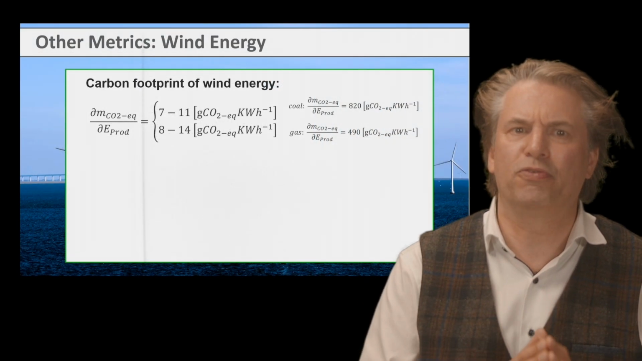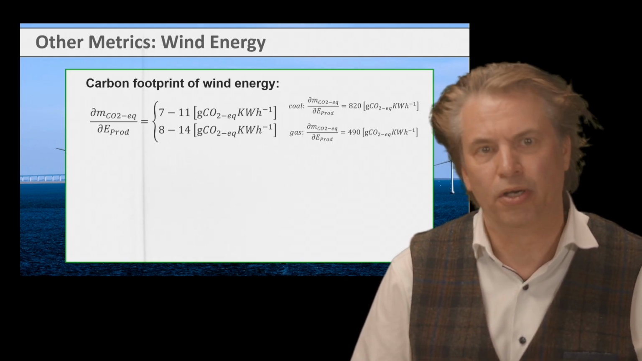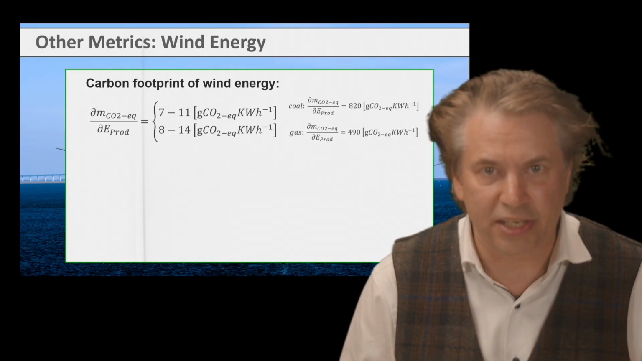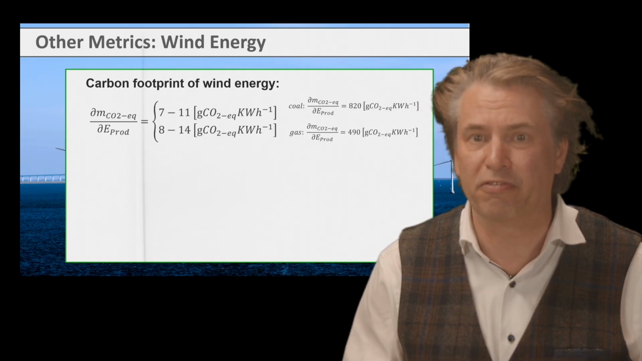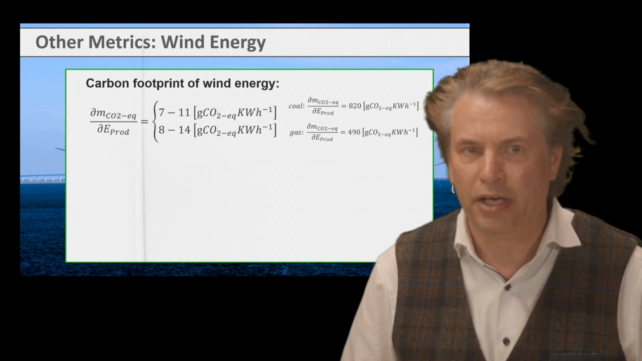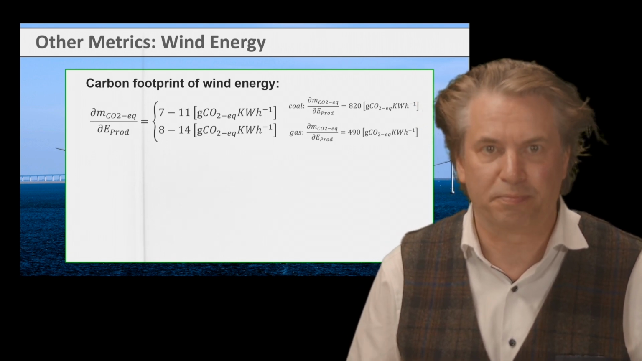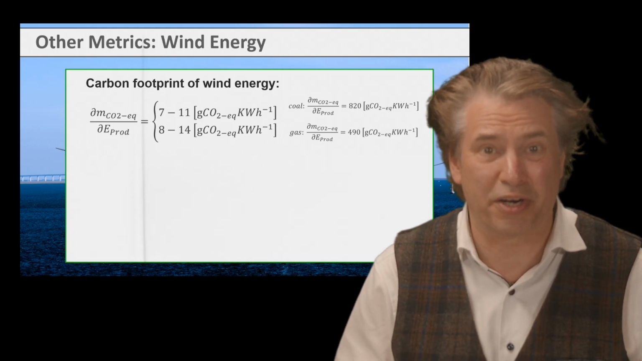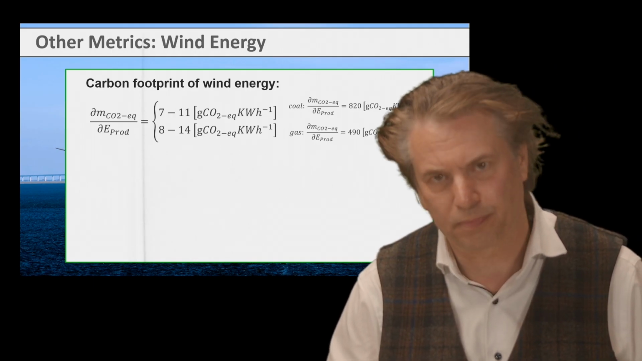What about the carbon footprint, the total life cycle greenhouse gas emission per unit of electricity generated? The carbon footprint for onshore wind energy is 7 to 11 grams of CO2 equivalent per kilowatt hour generated, whereas it is 8 to 14 grams of CO2 equivalent per kilowatt hour generated for offshore. These low carbon footprints are a factor 120 to 35 smaller in reference to generating electricity with fossil fuels.